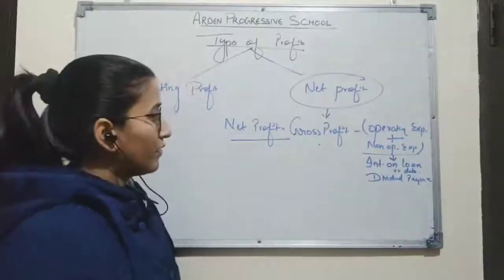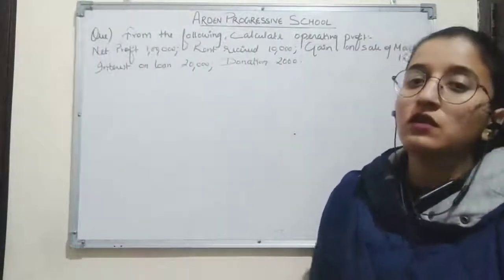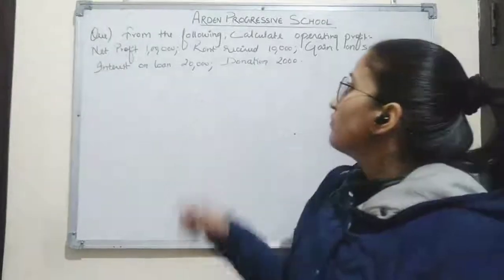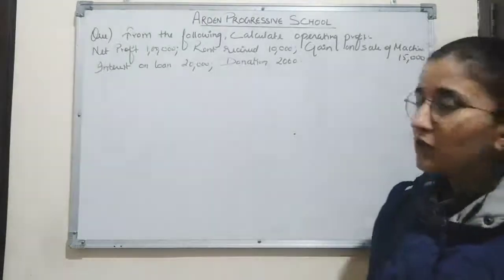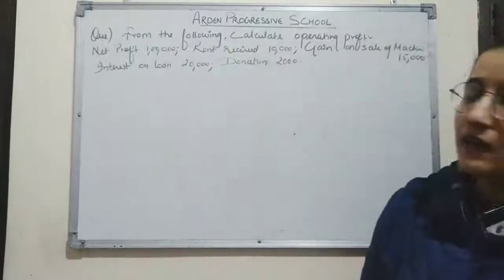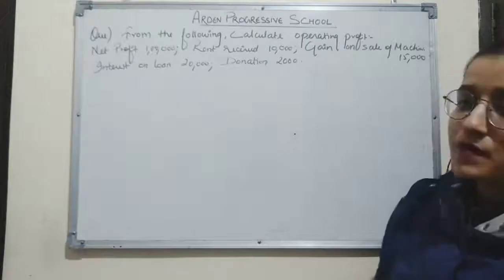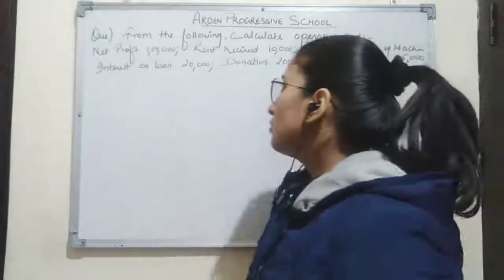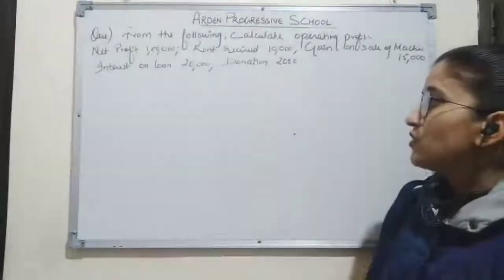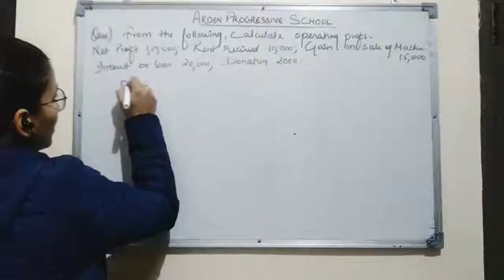Now here is the practical question based on the formula we have discussed to calculate net profit and operating profit. Question is, from the following, calculate operating profit. Information is net profit amounting to rupees 1 lakh, rent received rupees 10,000, gain on sale of machine rupees 15,000, interest on loan rupees 20,000 and donation amounting to rupees 2,000. So here we have to calculate the amount of operating profit.